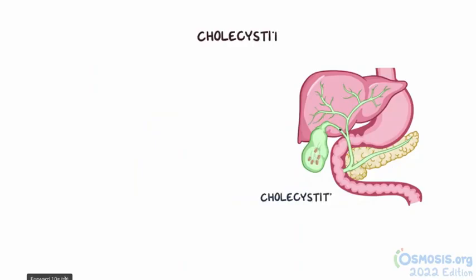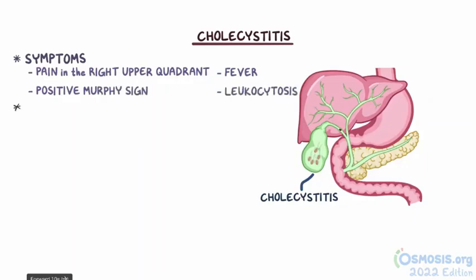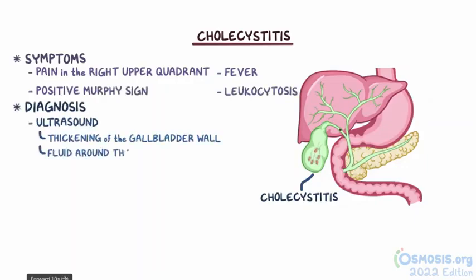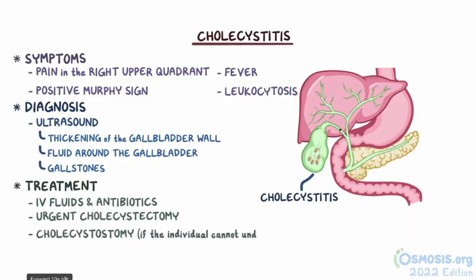In cholecystitis, the individual presents with right upper quadrant pain, fever, a positive Murphy sign, and leukocytosis. The ultrasound shows thickening of the gallbladder wall, fluid around the gallbladder, and also gallstones. If the ultrasound is inconclusive, an HIDA scan is performed. Treatment for cholecystitis is IV fluids, antibiotics, and urgent cholecystectomy or cholecystostomy if the individual cannot undergo surgery.